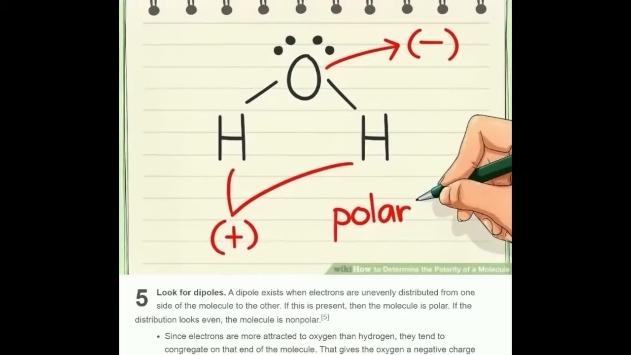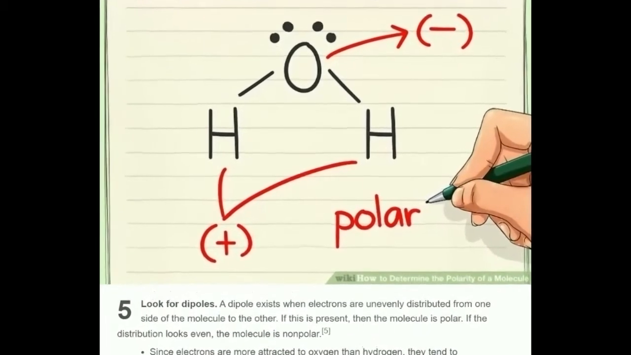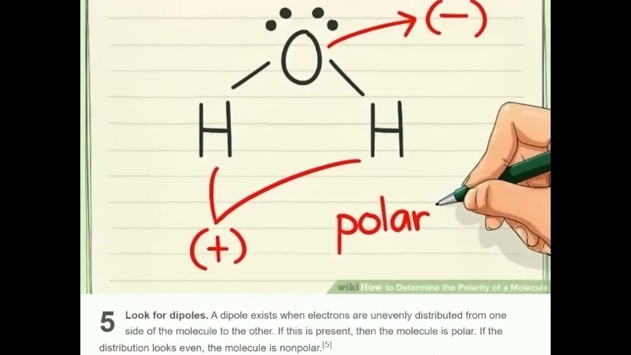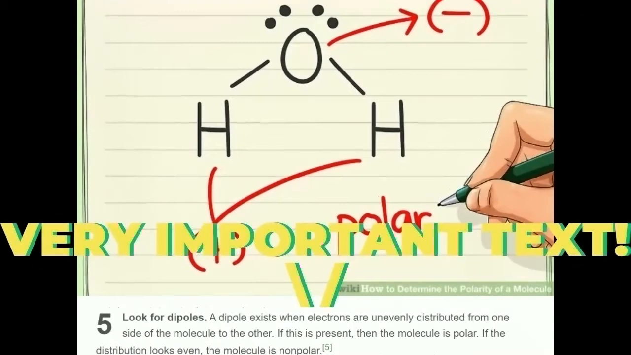Step 5 of the WikiHow article, How to Determine the Polarity of a Molecule, states that a dipole exists when electrons are unevenly distributed from one side of the molecule to the other. If this is present, then the molecule is polar. If the distribution looks even, the molecule is nonpolar.